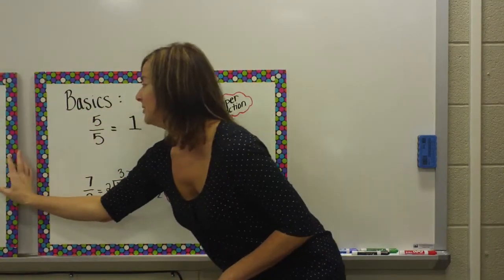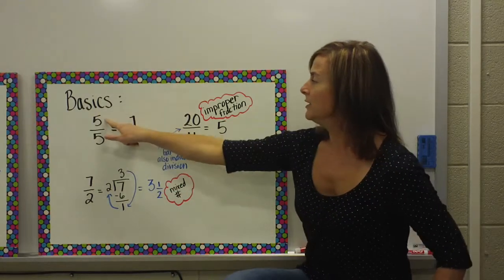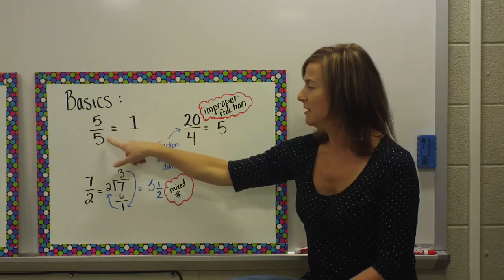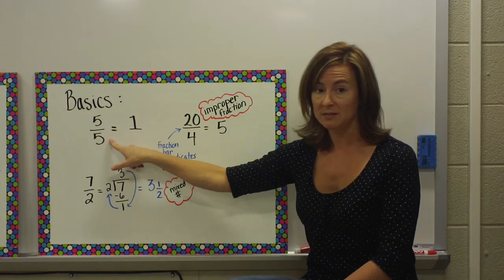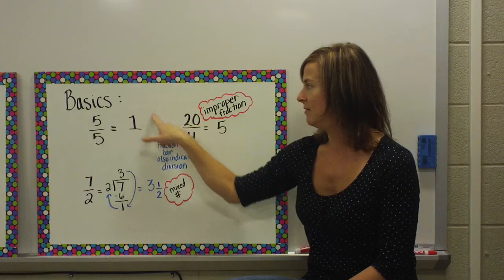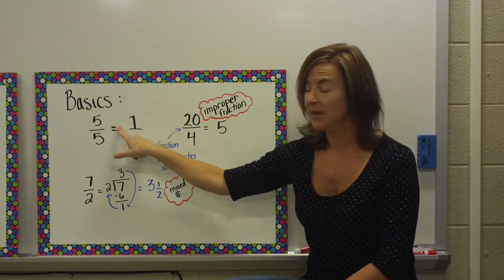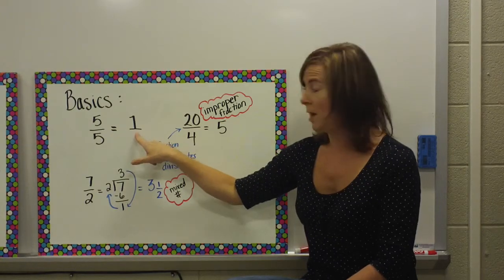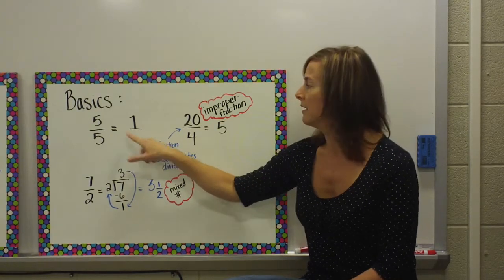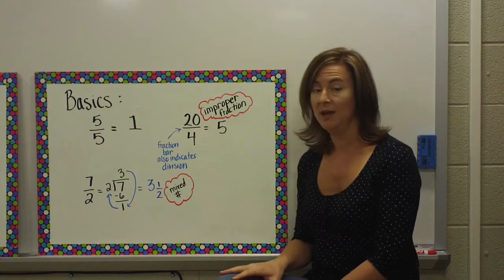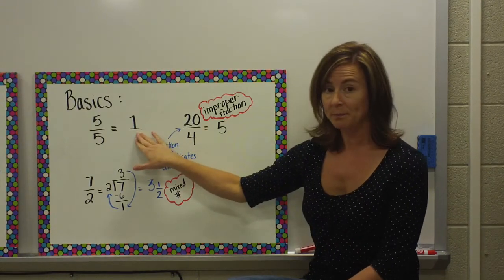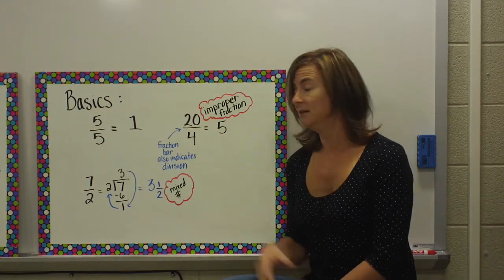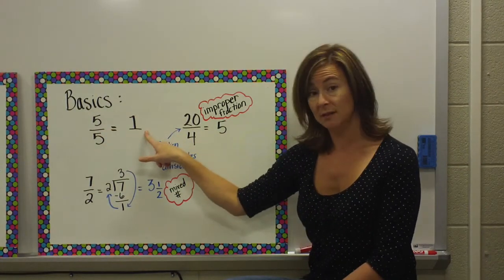A couple basic reminders. If my numerator and my denominator are the same, that would mean I have 5 out of 5 equal parts. So that means I have the whole thing represented. Whatever my numerator and denominator are, it equals 1 if they are the same. So I could have 100 over 100, and that would mean 1 whole. The fraction bar also indicates division. 5 divided by 5 is 1.